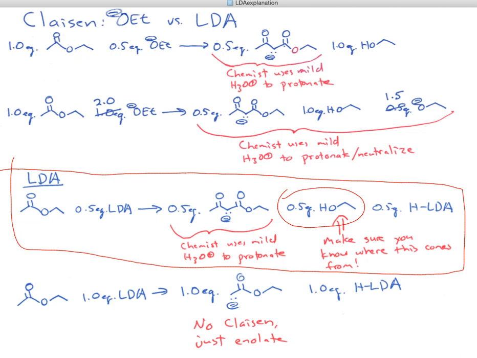Now, I pause there because I want you to think through where that came from. So I'm going to leave it as an exercise for yourself to think through what happens when you add half an equivalent of LDA to an ester to carry out a Claisen reaction. What are all the different pieces that are produced that allows you to balance the final equation? So I'll leave that up to you. I'll be glad to talk about it in office hours or the review session or class. But I wanted to point it out.